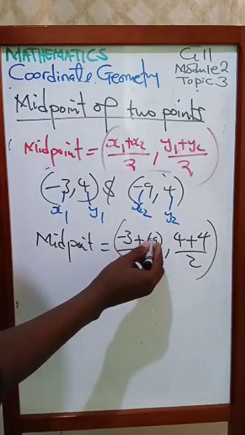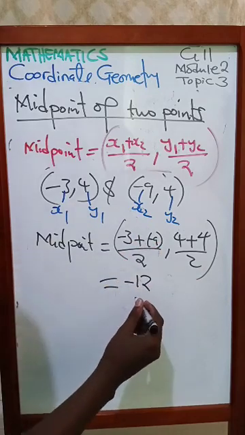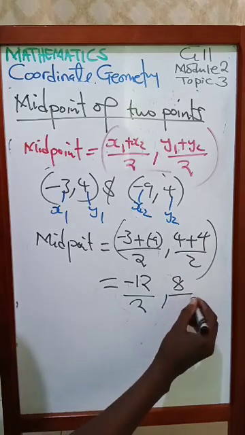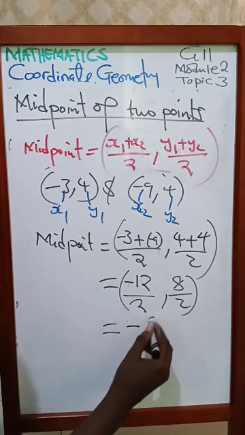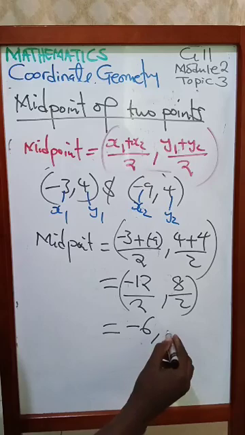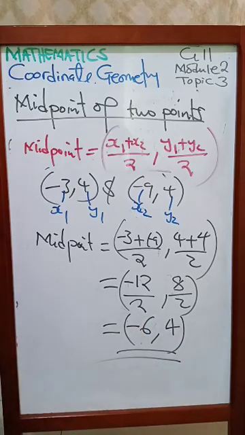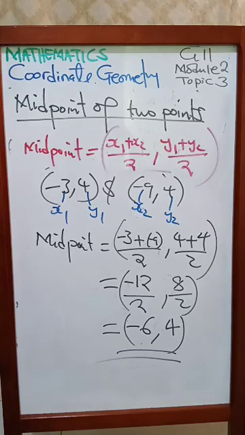3 plus negative 9 gives you negative 6, so negative 6 over 2. On this side we have 4 plus 4, which is 8, divided by 2. The midpoint therefore: 2 into negative 6 gives us negative 3, then 2 into 8 gives us the value of 4. So the midpoint between those 2 points becomes negative 3, 4. So basically, this is how you find the midpoint of 2 points.